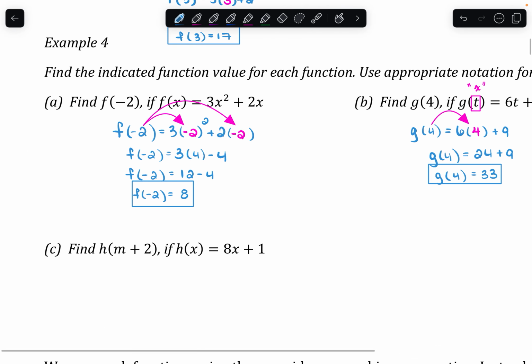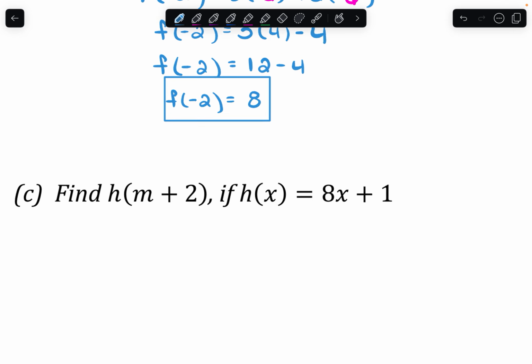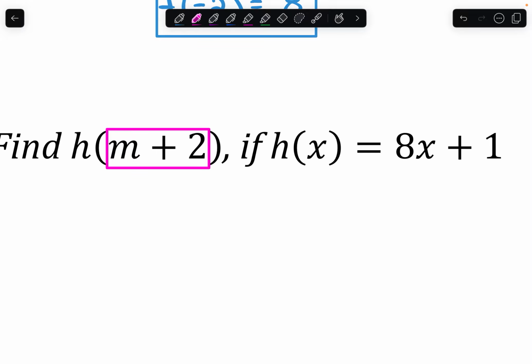All right, C, find h of m plus 2 if h of x is 8x plus 1. So this one looks a little bit different. We're still being asked to sub in, so it's just subbing in a variable. So what we're being asked to plug in here is the quantity m plus 2. So anytime you're subbing in a variable, it is not going to usually simplify down to a single number.